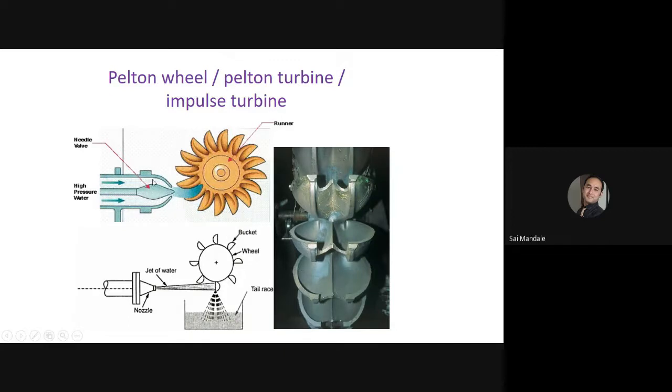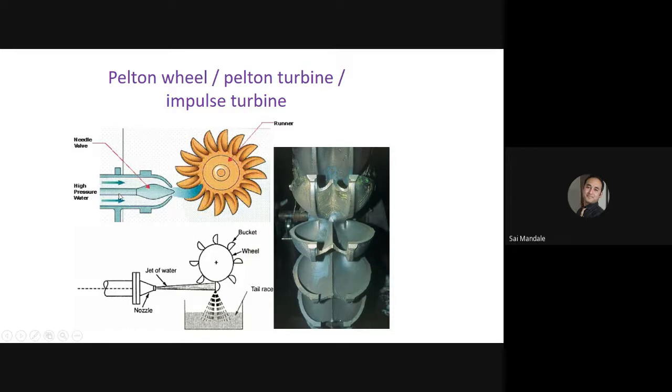Okay. So this is the nozzle. This is the nozzle. This is the needle valve. We are focusing on the arrangement of the cups, that is the turbine blades, and the nozzle. We'll be looking at its working. So this is the penstock end. It consists of the needle valve. So this is the needle valve.